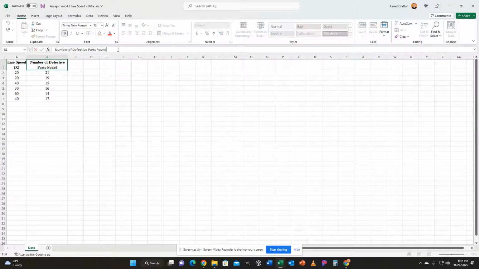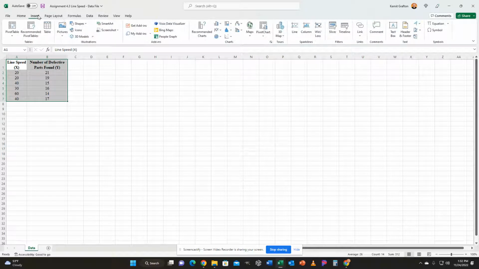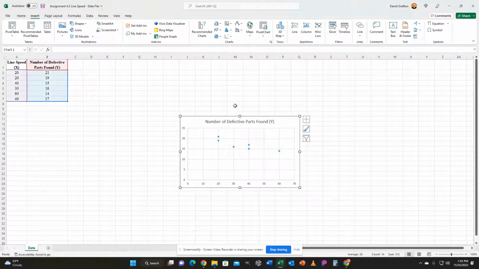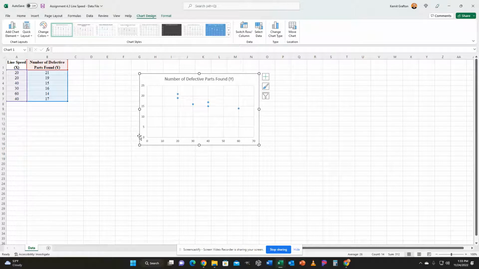Then over here, this is going to be our Y, and I'll show you here in a second why that's important. Okay. So the first part is they want to make a scatter chart. So you just basically highlight these two values, go up to Insert, go over to Scatter Charts, and click on that. And there we have the number of defective parts found. And you see the defective parts is our vertical axis, our line speed is our horizontal axis.